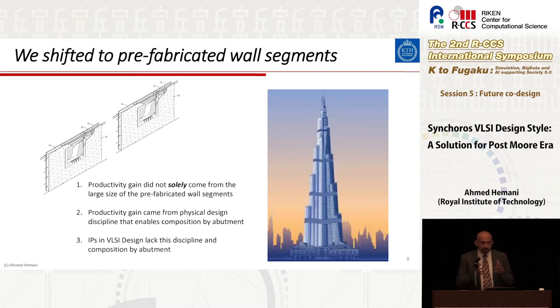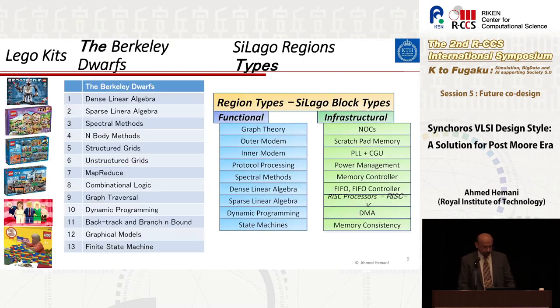The IPs that we are used to in the VLSI industry typically come as a complete solution for a complete wall, like a complete FFT. The building blocks here would be components of an FFT, components of a scratch pad fabric, and so on. So there are some fundamental differences here between the IPs and the Synchoros blocks.